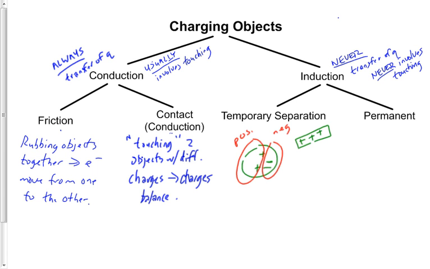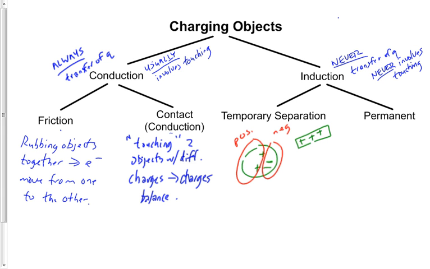Now, I'm oversimplifying this a little bit. Not all of the negatives are going to be pulled to that side. Right? Some of the negatives are still going to be on the left-hand side. The net effect is that the left-hand side will be positive and the right-hand side will be negative. We call that a separation of charge. It's still neutral. The object isn't positive or negative. It's still neutral. It's just a separation of charge.